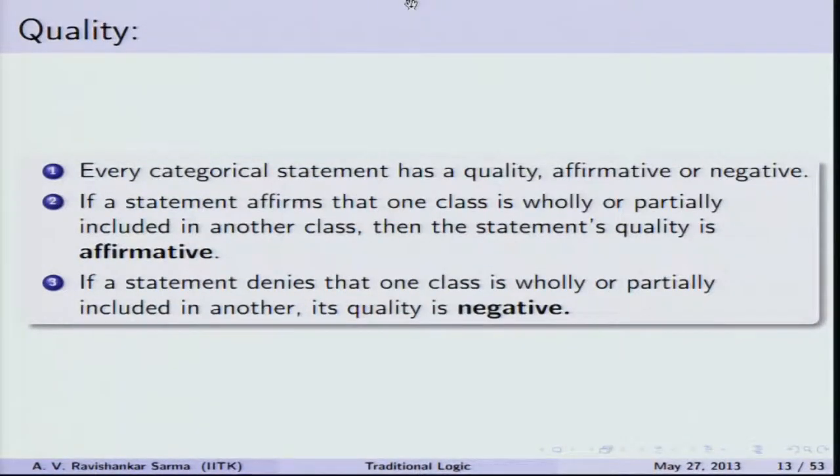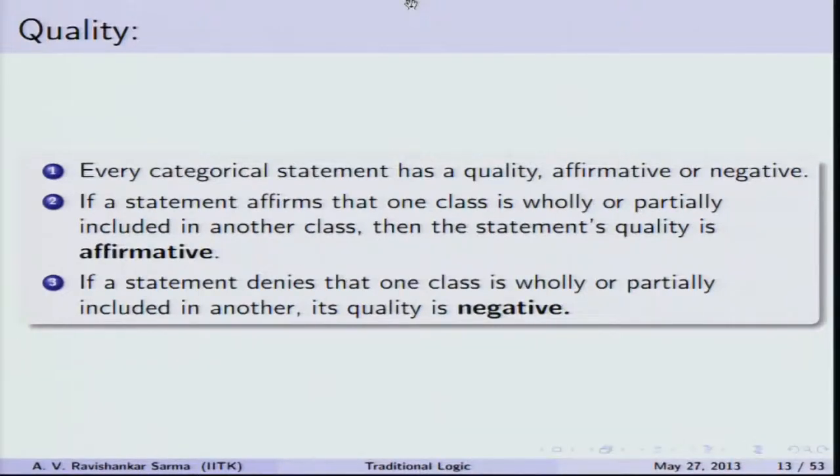Based on quality, a categorical proposition has a subject, predicate and copula, and in addition every categorical proposition has a quality, which can be affirmative or negative. As in the last few slides, A and I propositions are affirmative, and O and E propositions are negative. If a statement affirms that one class is wholly or partially included in another class, its quality is affirmative. If it denies that one class is wholly or partially included in another, its quality is negative. So it depends on whether one class is included in the other, partially or fully.